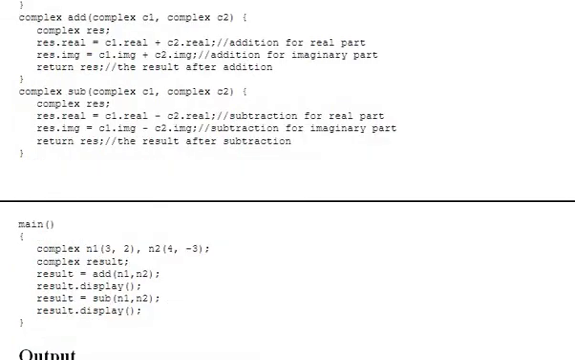Now look at the main program. Result is equal to add within brackets n1 comma n2. n1 and n2 are the objects. You try to observe the difference between this program and previous program. In these two programs we didn't overload any operator. I am just giving the clarity, and try to observe the difference between each and every program. And here we use the term friend. In the previous program we didn't use the term friend.